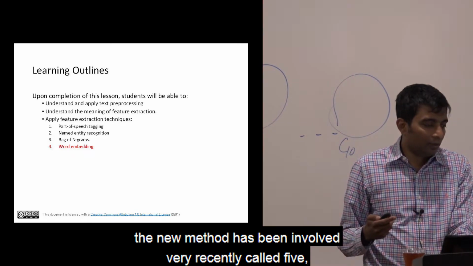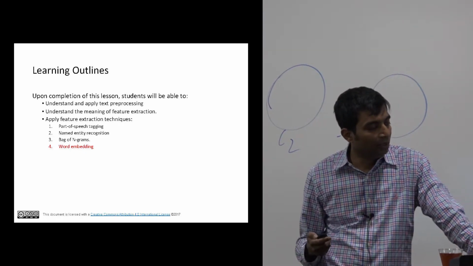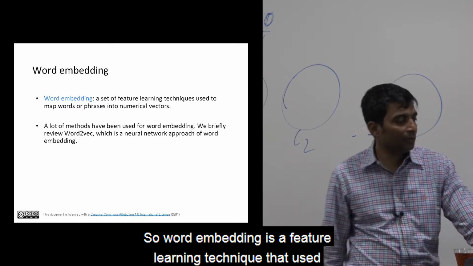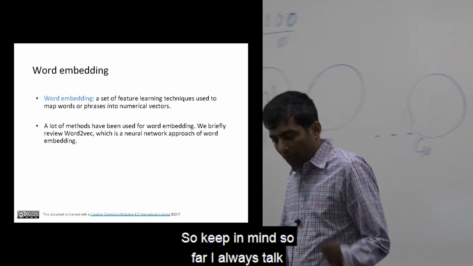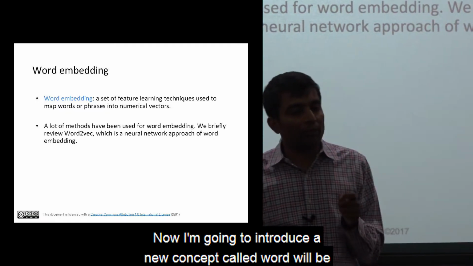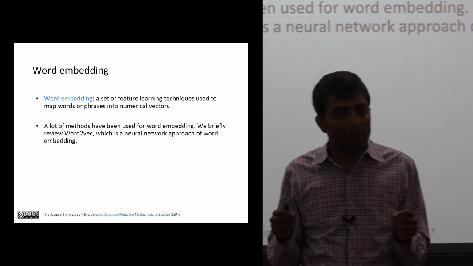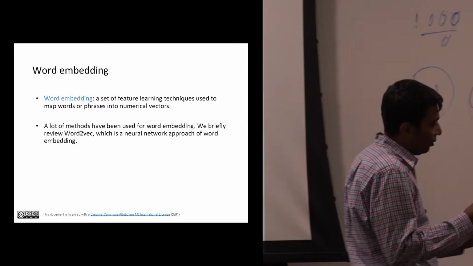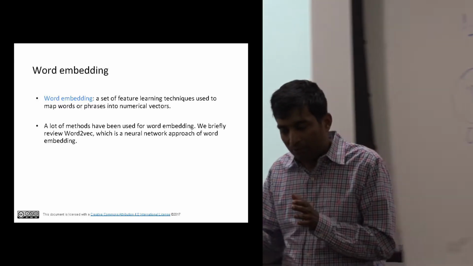And then last but not least, a new method has evolved very recently, about 5-6 years back, called word embedding. Word embedding is a feature learning technique used to map words or phrases into vectors. Keep in mind, so far I always talked about a document being represented as a vector, right? Now I'm going to introduce a new concept: each word will be represented as a vector.